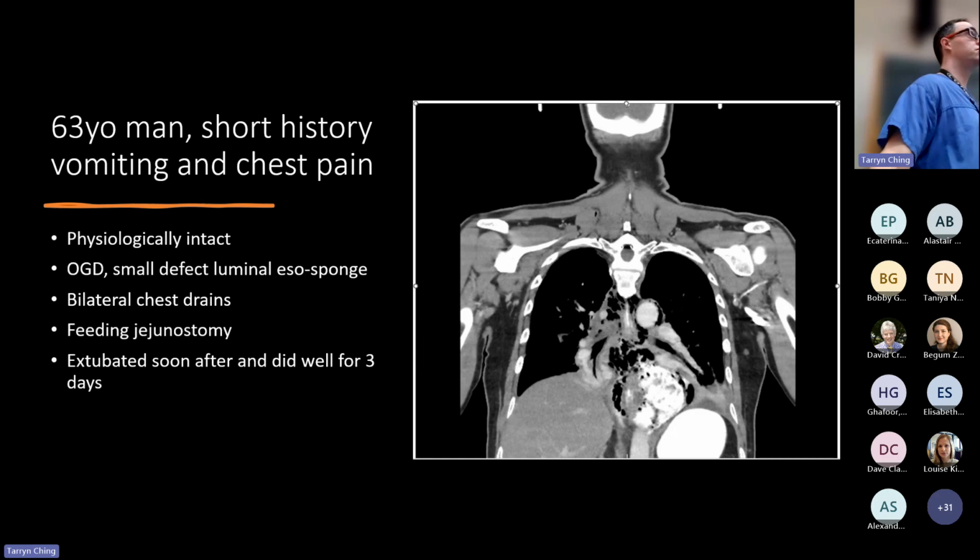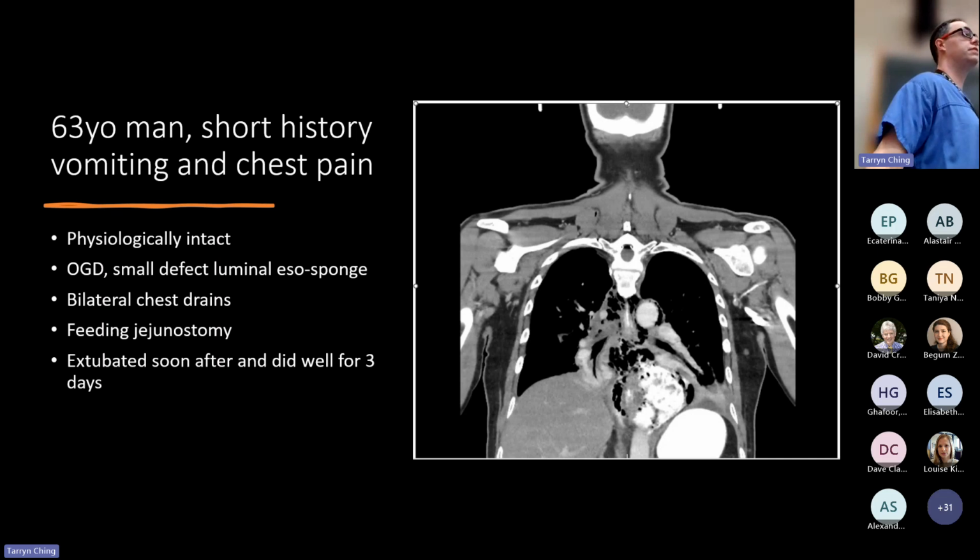So we'll talk about a case we've managed here in Oxford recently. He's probably going home this weekend, so let's give the ending away before we start. A 63-year-old, actually very fit man, came in with a short history of vomiting, and CT with oral contrast showed an esophageal perforation. We can see contrast outside the esophagus, no big pleural effusions. He was relatively physiologically intact when he came in.